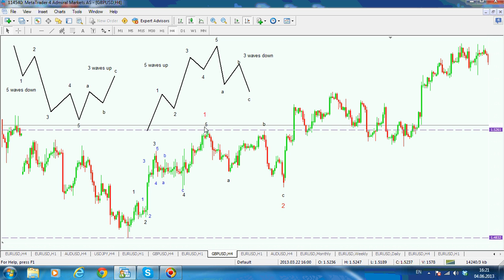Now, 5 waves up, corrected with three waves down, and you might say, okay, this is a move up to the downside, so 1, 2, and then we can go and continue the count on the right side, just like that. Well, it's not necessarily the truth. 5 waves up may be part of an impulsive move. They may be part only at the beginning of a correction move.